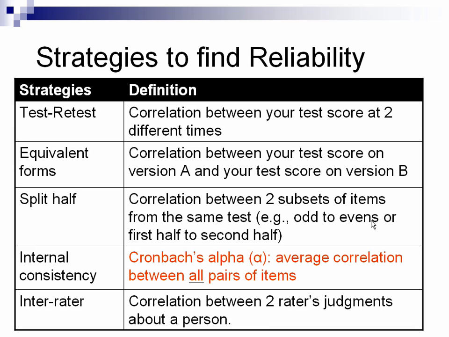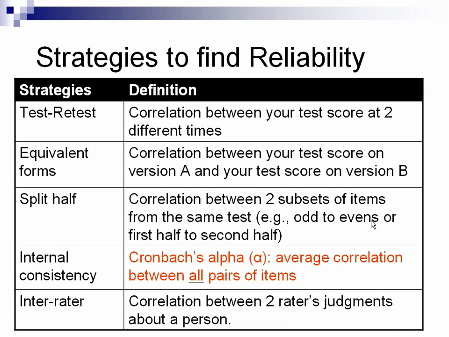The most common way of examining reliability in the field of I/O is to use what we call internal consistency. This is a much more stats-heavy way of looking at reliability, and we use a measure called Cronbach's alpha, which basically finds and takes the average correlation between every single pair of items on a test. And you have to have a statistical program to do this, but this is pretty savvy, and this is what we commonly do.